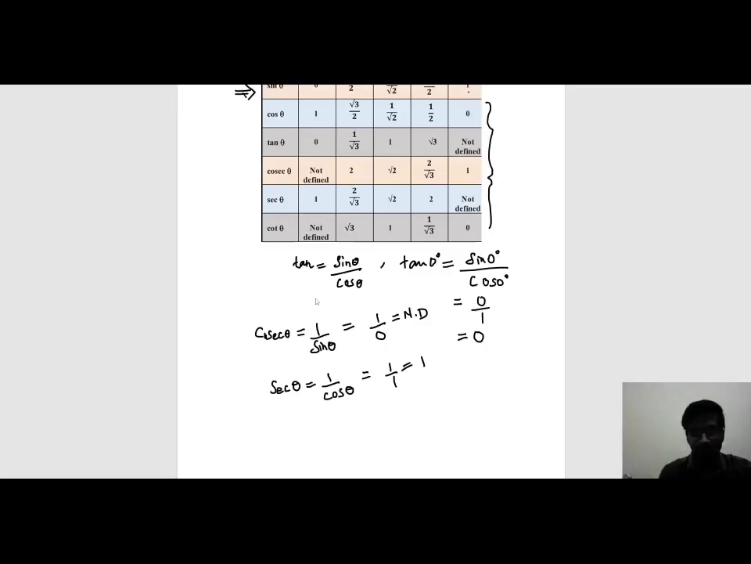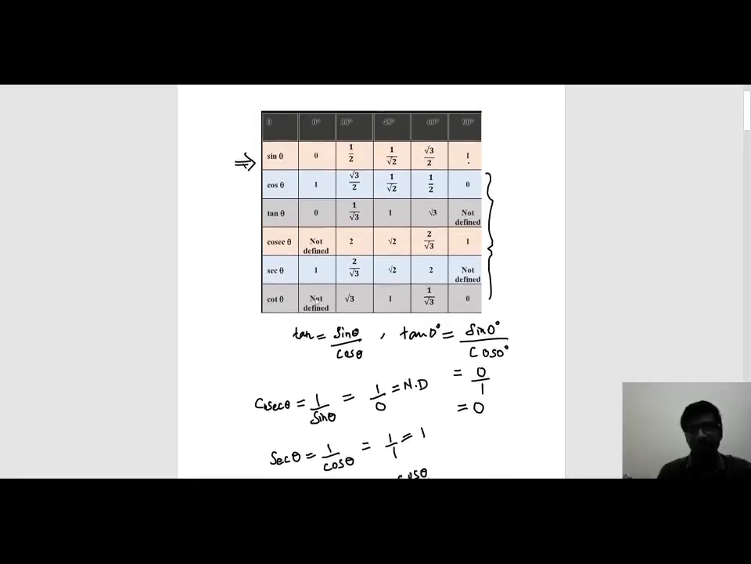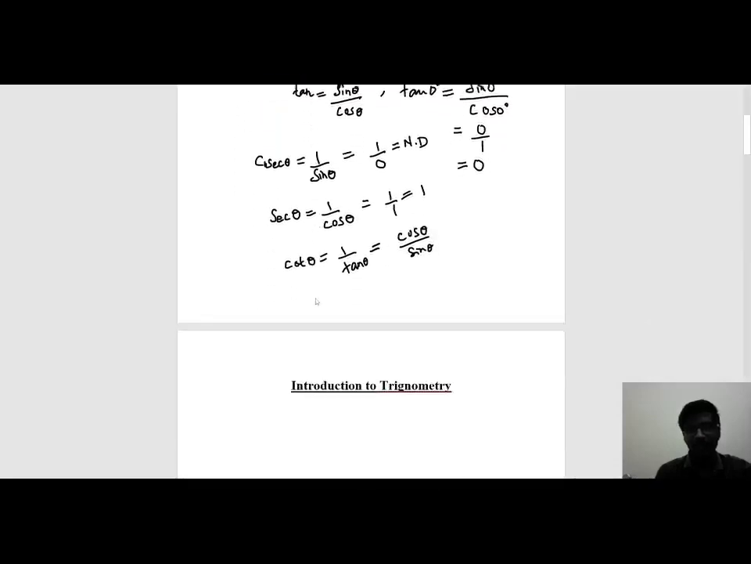Now coming to cot, you can get cot in two ways. Either you take the complementary of tan, that is 1 divided by tan, or you can get it by cos theta by sin theta. If you try this, you can get the values for the whole table. We have now understood how to get the values of this whole table. These values are one of the most important parts of your whole trigonometric chapter. Hope this is clear. Now let's go to some basic formulas.